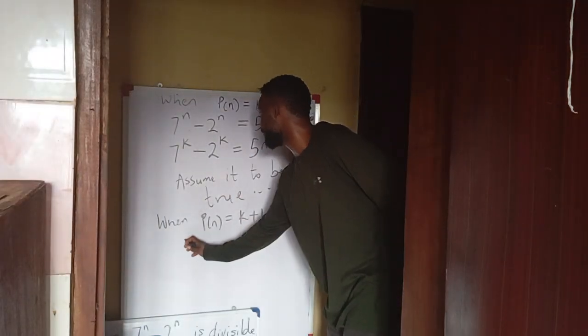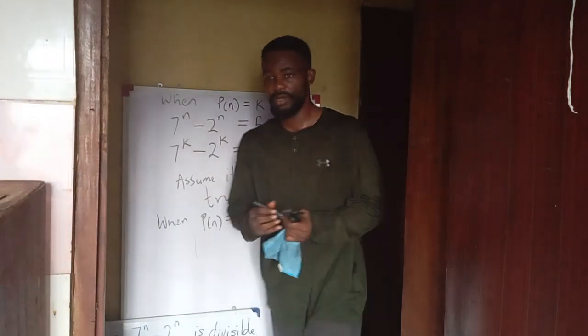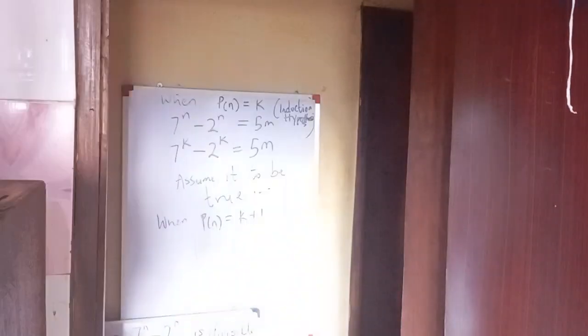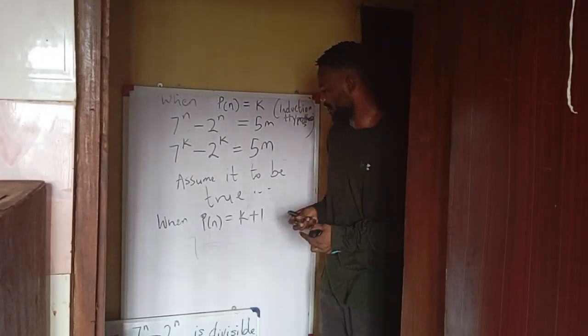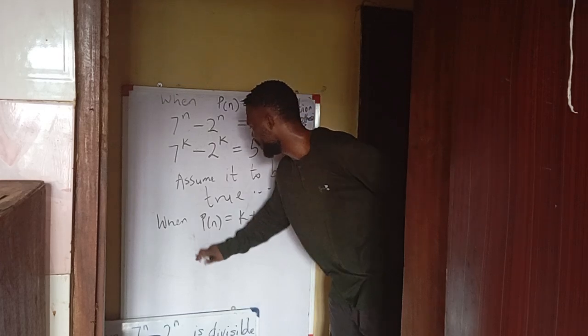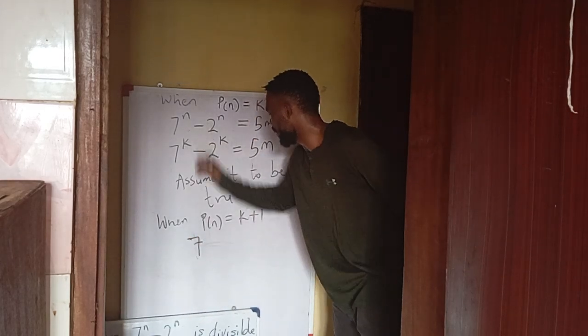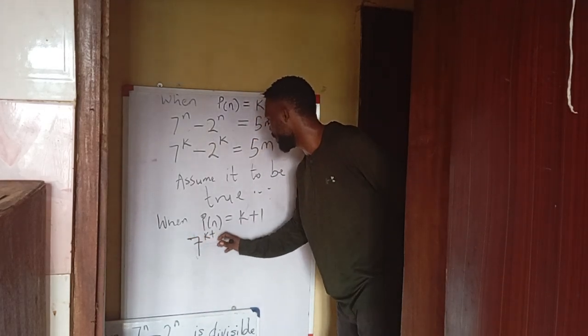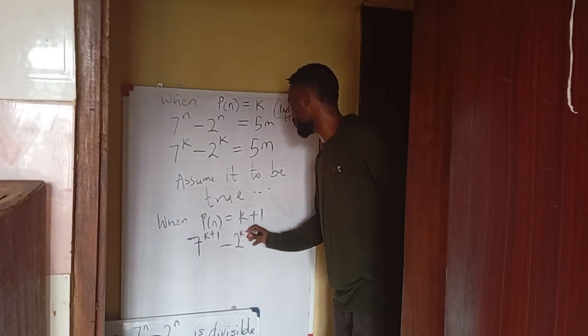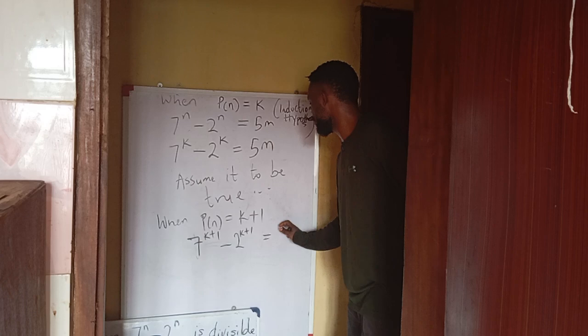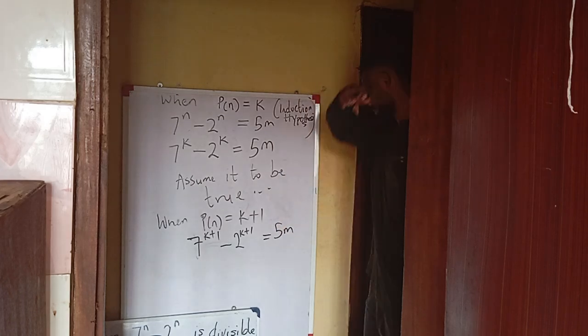So in this place, I'll have 7 raised to the power, let me get a marker. Okay, so I have 7, and the n will now be replaced with k plus 1, minus 2 raised to the power k plus 1, all equal to 5m.